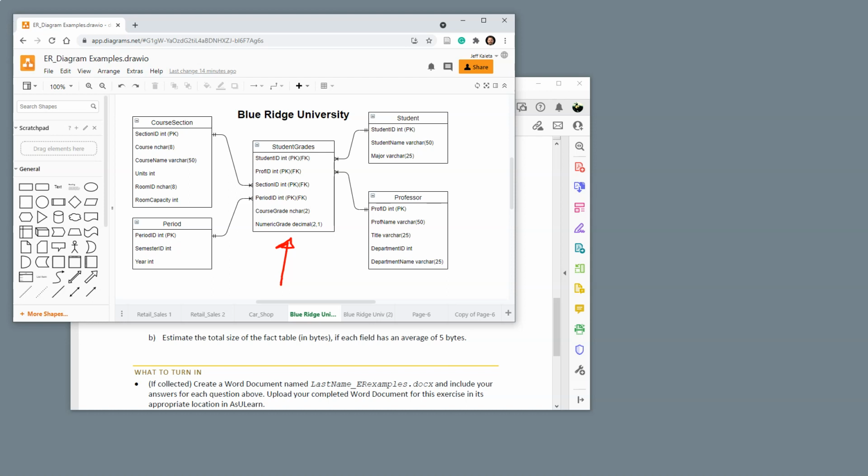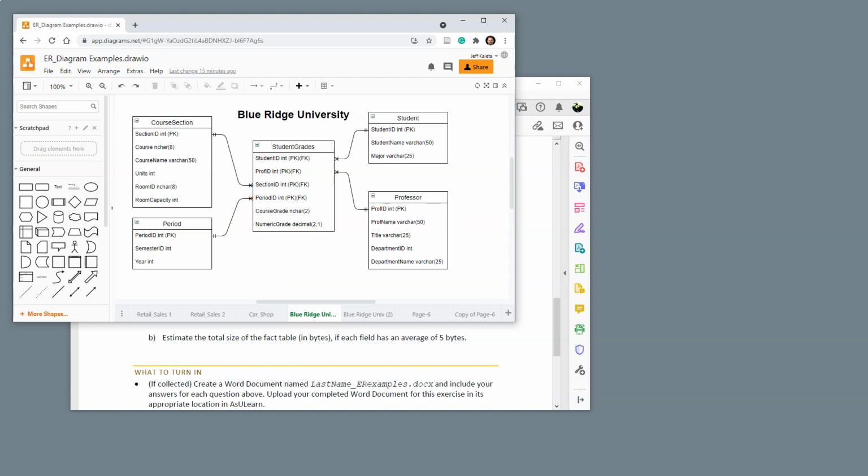And we have 4 specific dimensions. We have the student, which links these up. We have the professor, we have the course and section, and of course we have the time period when the student has taken a course. The 2 measures that we have are the course grade and the numeric grade for the assigned semester.